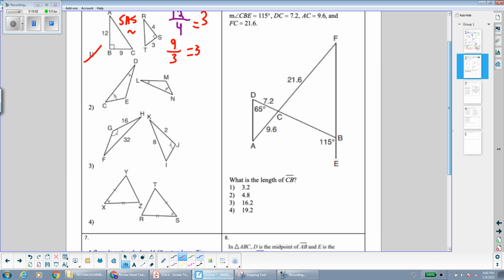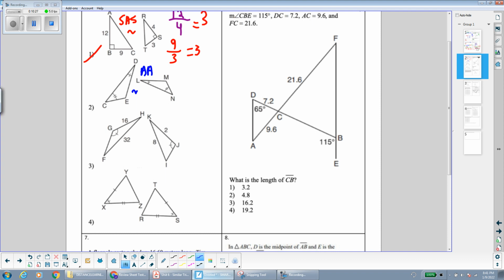Let's take a look at number 2. I see 2 pairs of congruent corresponding angles. They definitely are similar. That is by AA. Remember, if 2 pairs of corresponding angles are congruent, the third pair is automatically congruent as well, making all of the corresponding angles congruent. But 2 is enough for AA, and we have that here.